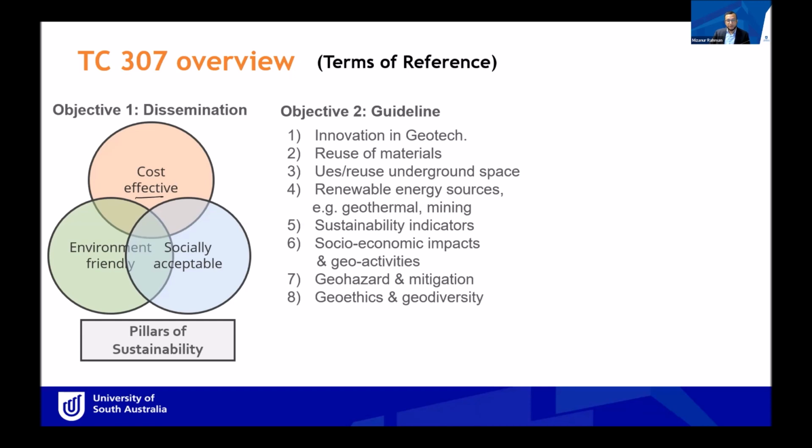The 6th priority area is socioeconomic impact and geoactivity. Some geoactivities could affect the socioeconomic situation significantly. For example, some developed countries export waste material to other countries, and that is stopped. So it impacts socioeconomic conditions. Also, geohazard and mitigation is part of that, and geoethics and geodiversity. We want a diverse practice that also brings sustainability in our profession.